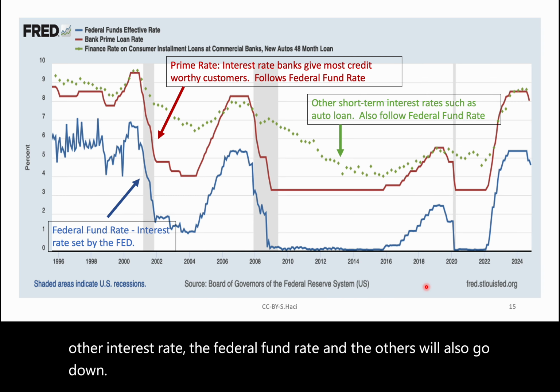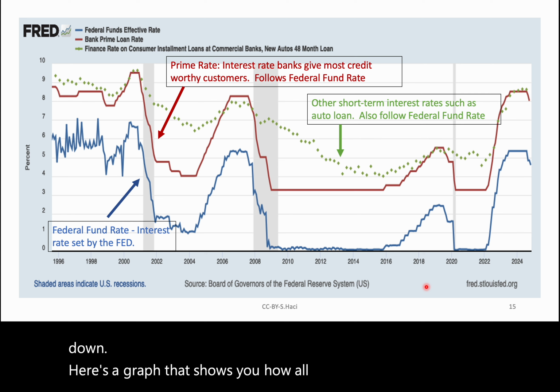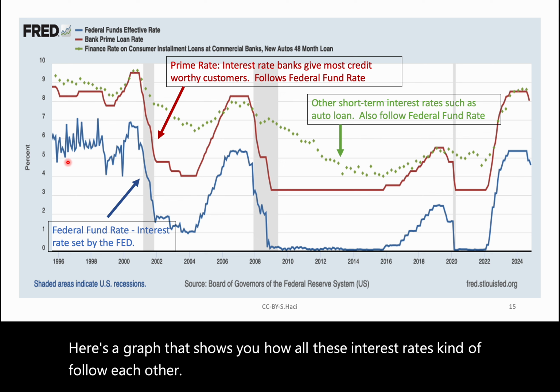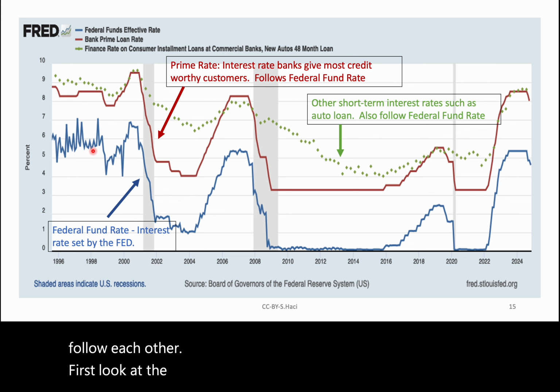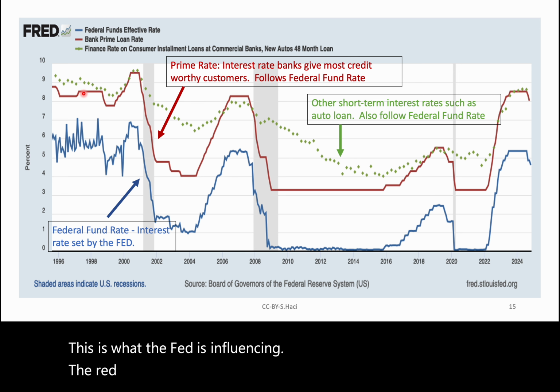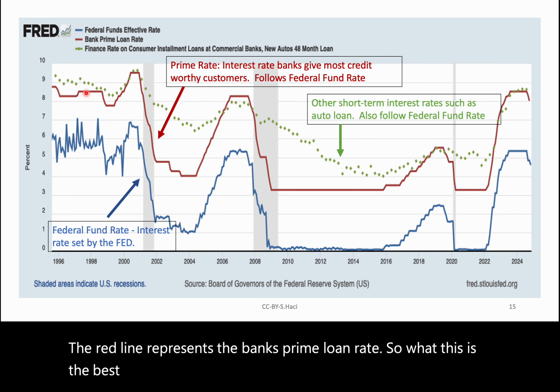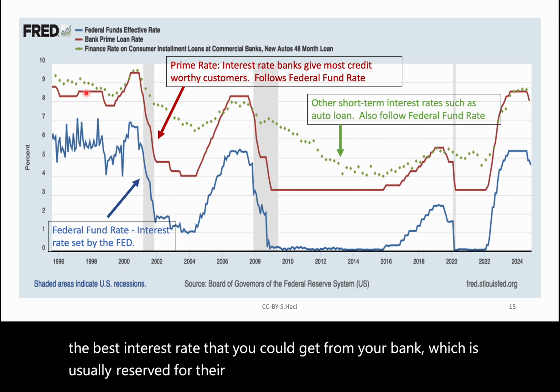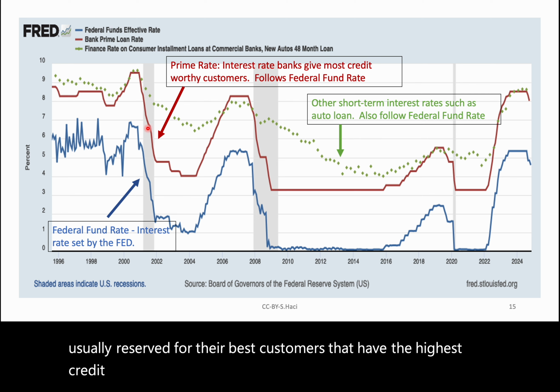Here's a graph that shows you how all these interest rates kind of follow each other. So first, look at the blue line here. So this is the federal fund rate. This is what the Fed is influencing. Right? The red line represents the bank's prime loan rate. This is the best interest rate that you could get from your bank, which is usually reserved for their best customers that have the highest credit rating. They get this one. Everybody else gets this plus something.